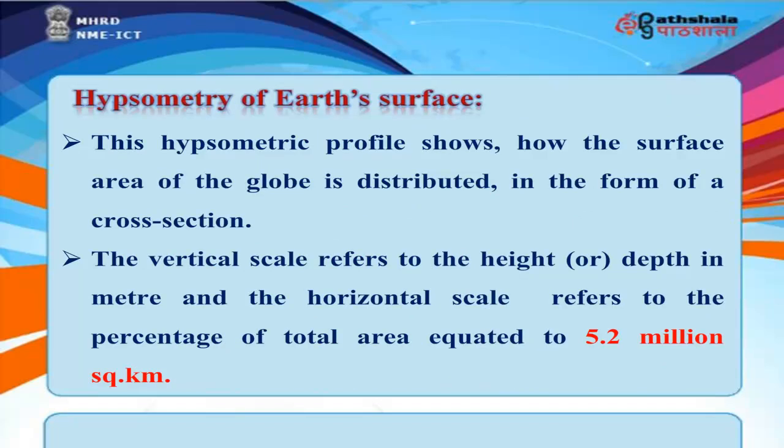This hypsometric profile shows how the surface area of the globe is distributed in the form of a cross-section. The vertical scale refers to the height or depth in meters, and the horizontal scale refers to the percentage of total area equated to 5.2 million square kilometers.